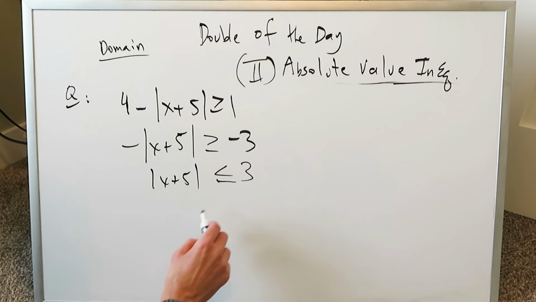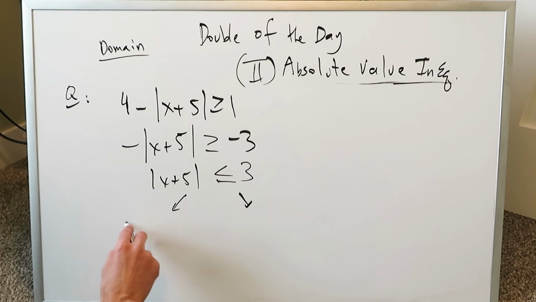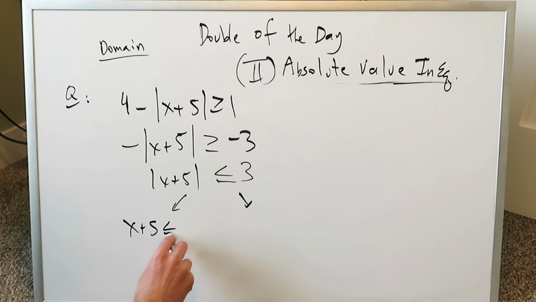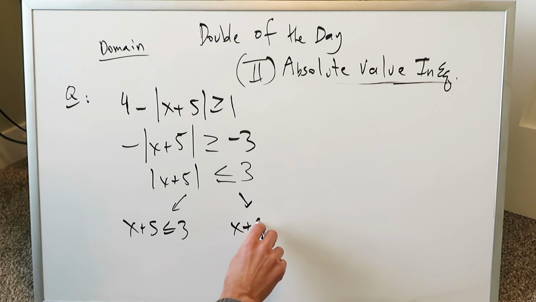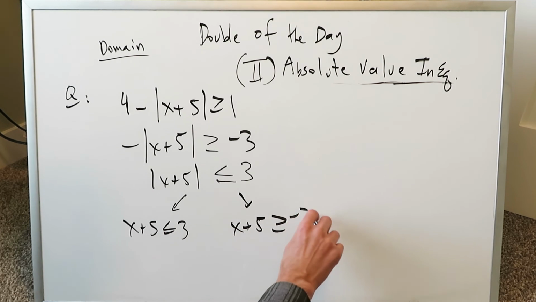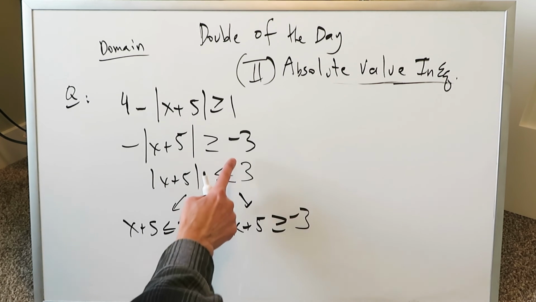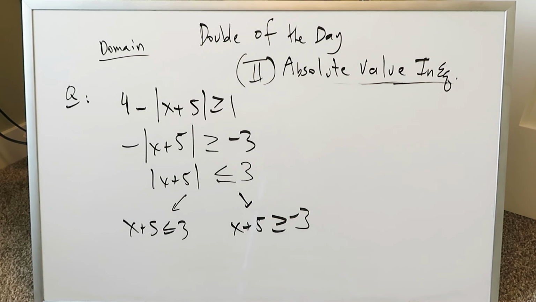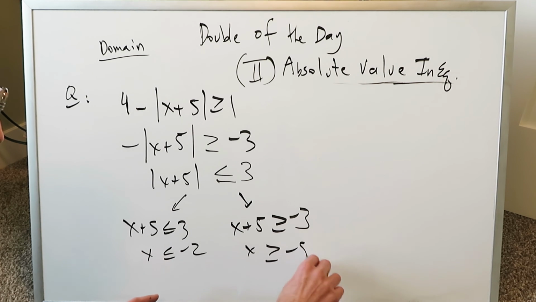Now generate the two statements which would come out from here. One would be exactly what you see. The other one will be exactly opposite of what you see right there. Opposite with regards to the sign, opposite with regards to your inequality. Now solve this out. X is less than or equal to minus 2. X is greater than or equal to minus 8.